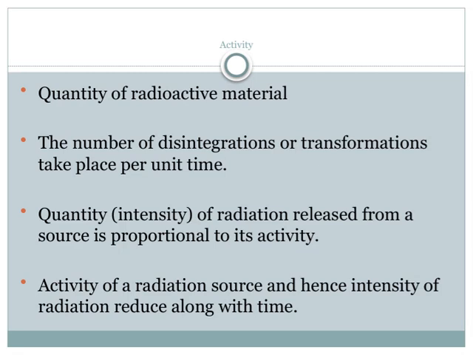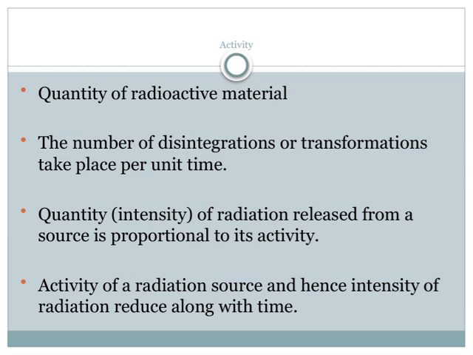Let's talk about the quantity of radioactive material. This refers to the number of disintegrations or transformations that occur per unit time. In other words, it's a measure of how active the source is. The more disintegrations happening each second, the higher the activity.